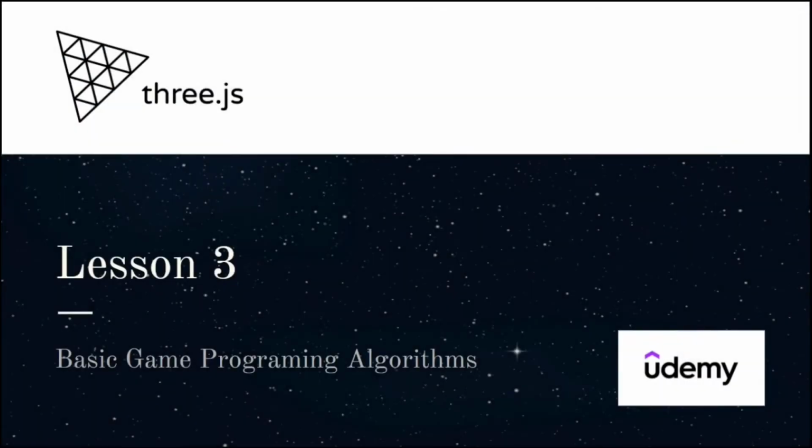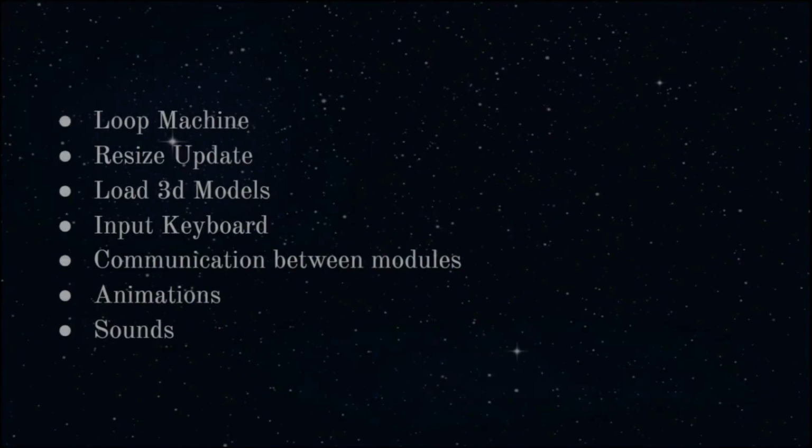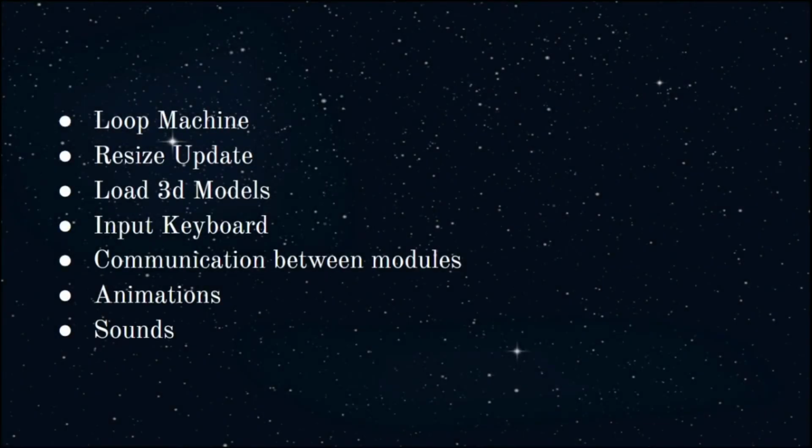In the third part of this course we will be talking about basic game programming algorithms. Like the loop machine to create many frames per second, resizing the canvas when the window is maximized, how to load 3D models, how to listen to the input from the keyboard, how to communicate one module with another, how to load animations and make transitions between them, and how to load and handle sounds in our game. How cool is that?